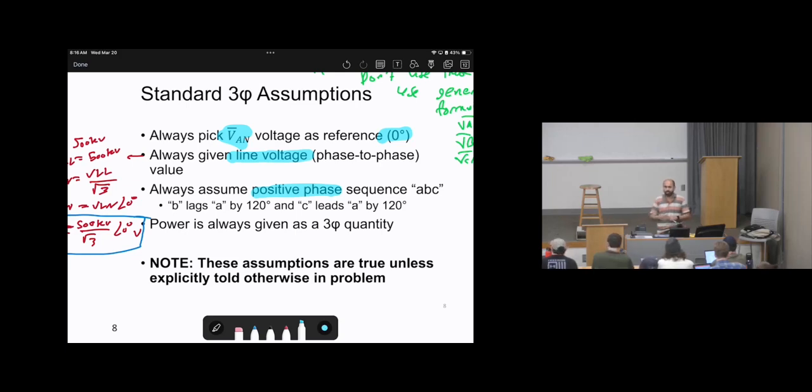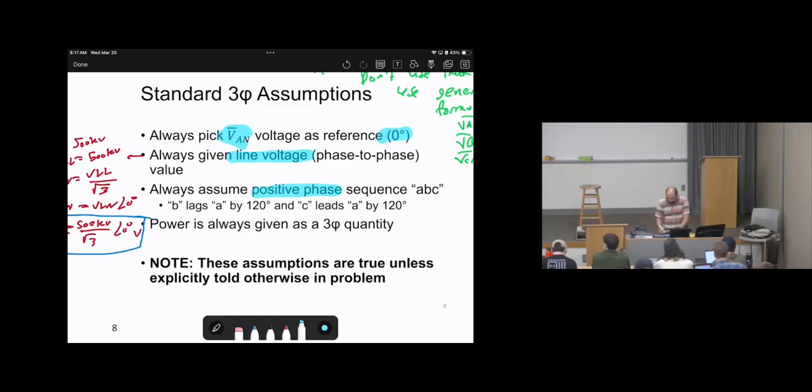Let's recall back when we discussed AC circuits, we used to say, if there is no information about the frequency, assume it's 60 Hertz, right? The same thing here. If there is no information about the sequence, assume a positive sequence.